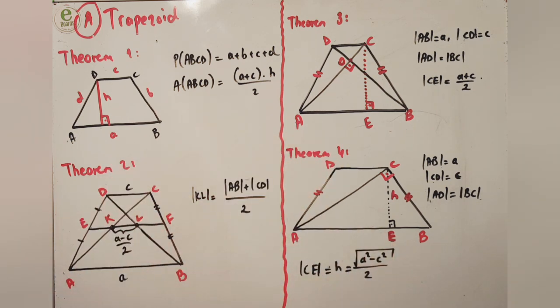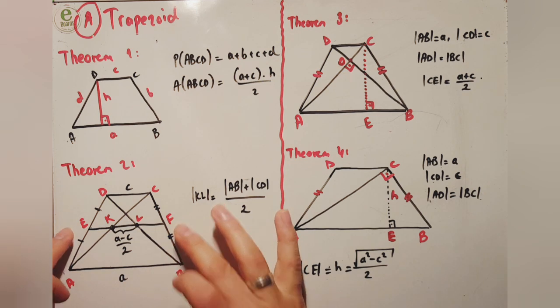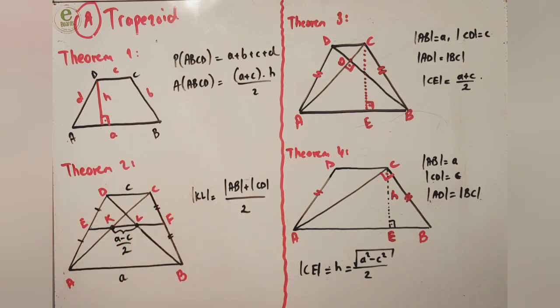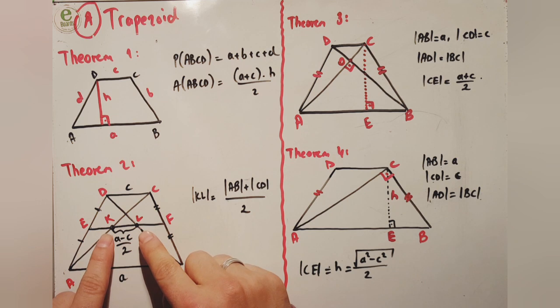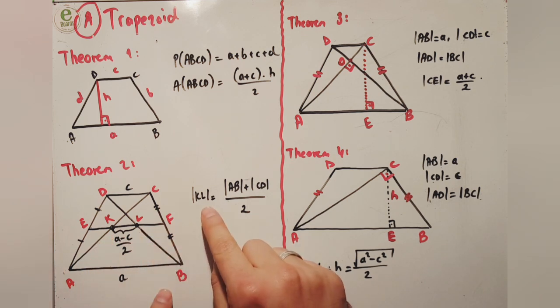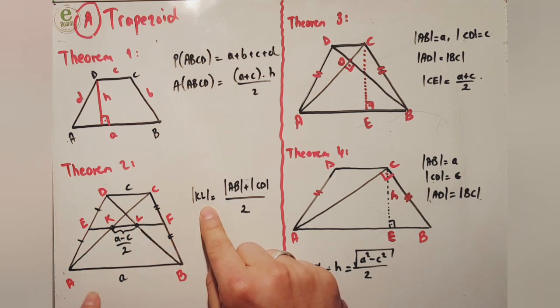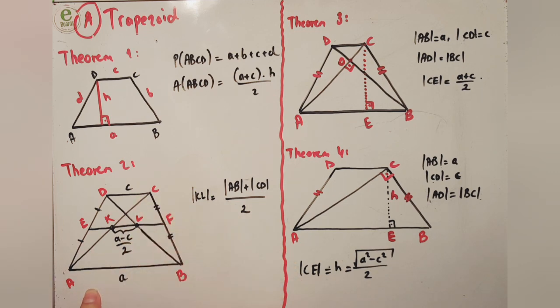For the second theorem, E and F are midpoints of sides AD and BC, and we can find here the length of KL. The length of KL is equal to the sum of AB plus CD over 2.